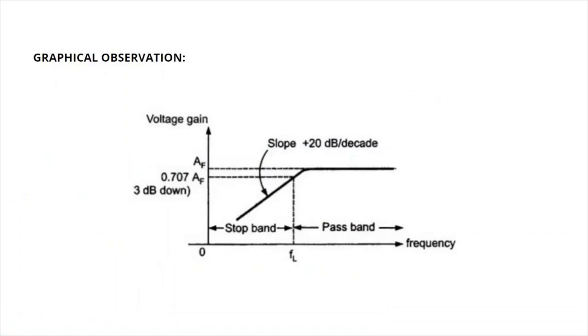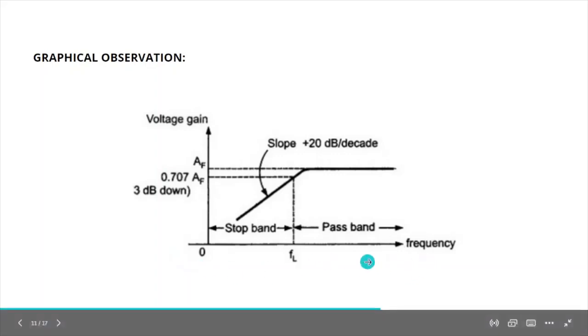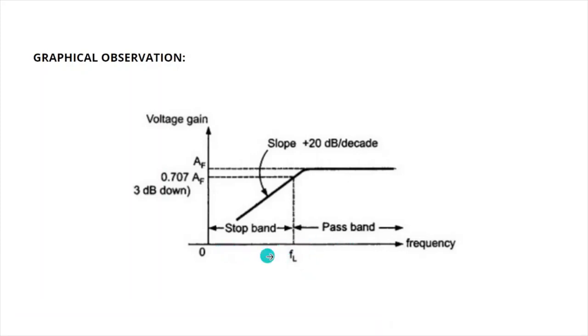So let's look at the graphical observation which we must obtain. This is an ideal graphical observation which we should get. Here we have frequency on the x-axis and voltage gain on the y-axis, and you can see we have divided it into two ranges. One is the stop band, another one is the pass band. When the frequency is lower than the cutoff frequency, it is known as the stop band, and when the frequency is greater than the cutoff frequency, we get the pass band.